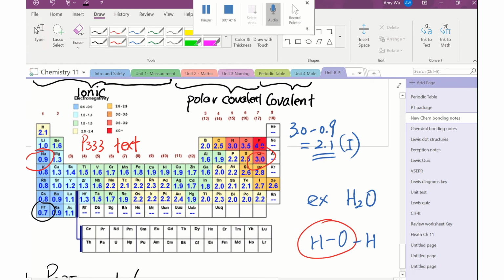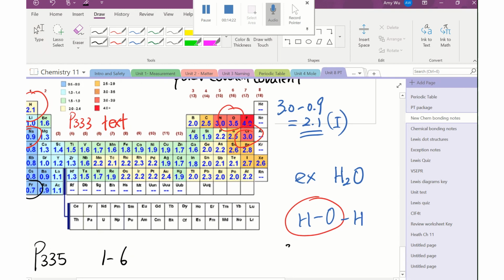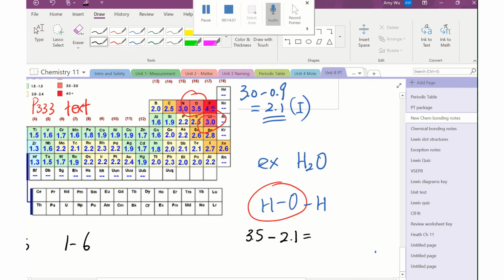Oxygen we have 3.5, hydrogen we have 2.1. So we can do a quick calculation: 3.5 minus 2.1, and that would be 1.4. So again, that will be a polar covalent bond.